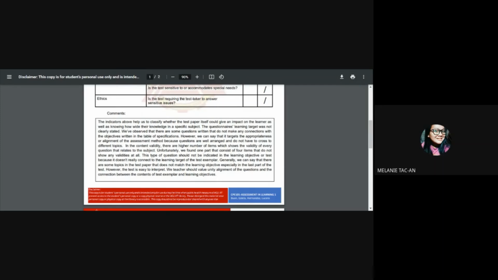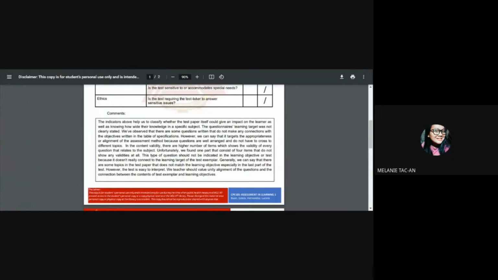In the content validity, there are higher numbers of items, which shows the validity of every question that relates to the subject. Unfortunately, we found one part that consists of 4 items that do not show any validities at all. This type of question should not be indicated in the learning objective or test because it doesn't really connect to the learning target of the test exemplar. Well, generally, we can say that there are some topics in the test paper that do not match the learning objective, especially in the last part of the test, as I've said.